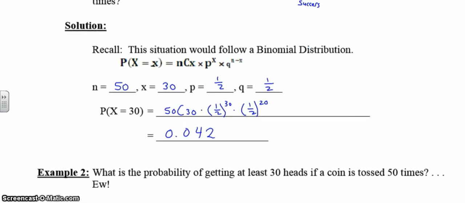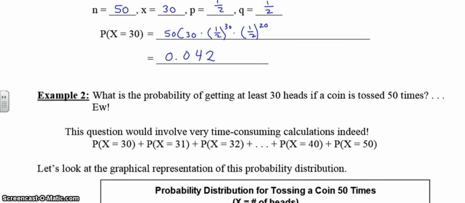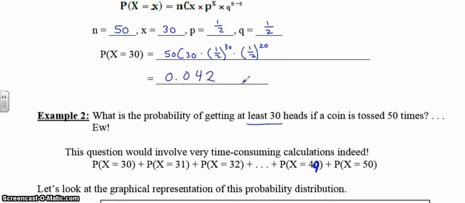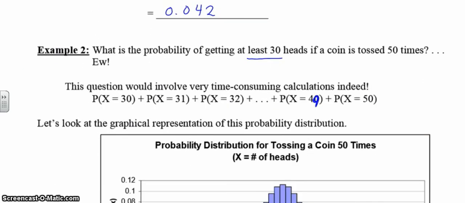What we're going to be getting into today are examples that are a little bit crazier, such as this. What is the probability of getting at least 30 heads if a coin is tossed 50 times? Well, at least 30 means we'd have to find the probability of 30 successes plus the probability of 31 successes plus the probability of 32 successes, all the way up to 49 successes, and then all the way up to 50 successes. That is a lot of calculations. That means that you would have to use this formula 21 times. Nobody wants to do that.